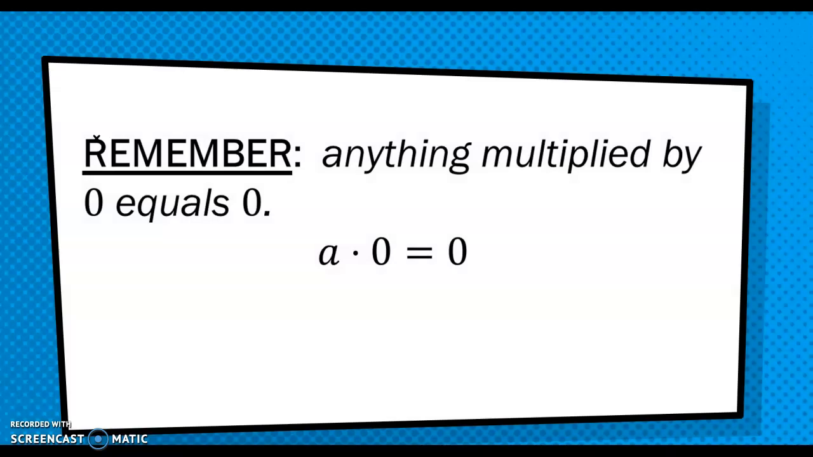So the first thing that we need to remember is that anything multiplied by 0 equals 0. We've known that for a long time. So if I'm going to get 0 when I multiply, something has to be 0. So let's take a look at what that looks like with quadratics.